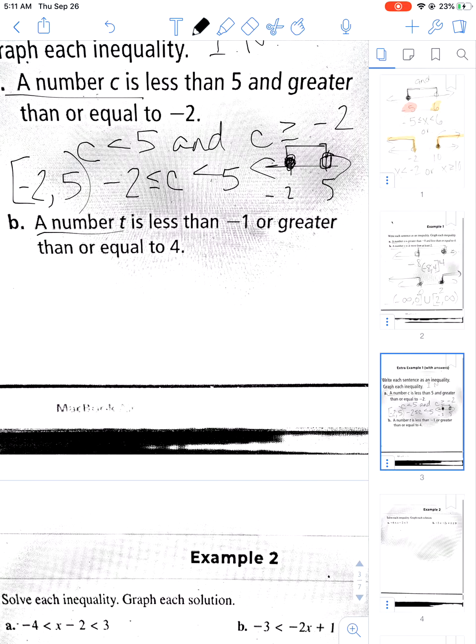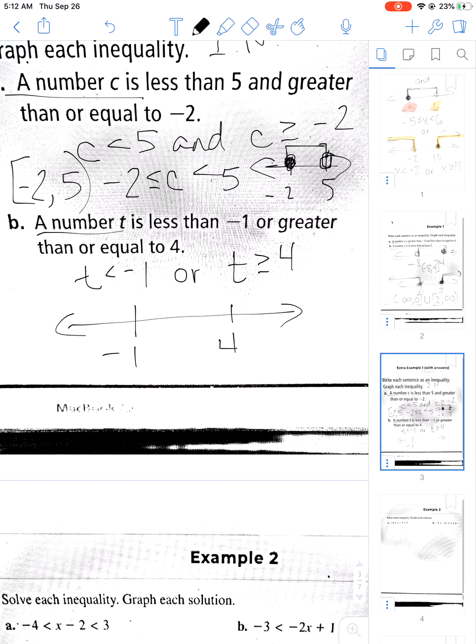A number t is less than negative 1 or t is greater than or equal to 4. All right, so again, smallest number first, biggest number last. Open because no line underneath. Closed because line underneath. And remember, or is basically just two inequalities put together. So t is less than negative 1 or bigger than or equal to 4.